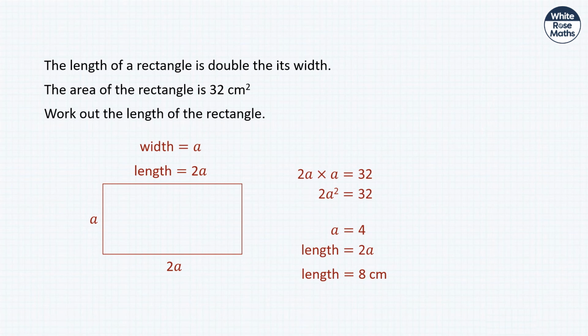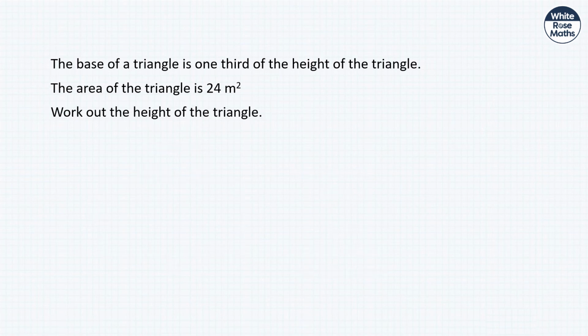The base of a triangle is 1/3 the height of the triangle. The area of the triangle is 24 meters squared. Work out the height of the triangle. Again, a rough sketch, guys, to help you out here. I've got to be a bit more careful here. So that's my height and that's the base.